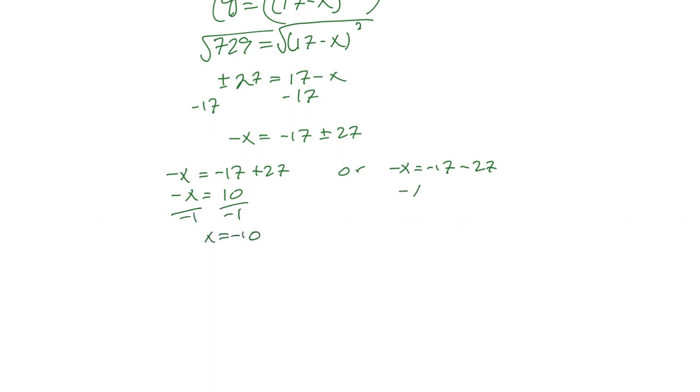And here, again, negative x equals -44. And then I'm going to divide by -1. So x equals 44. So those are my two solutions.